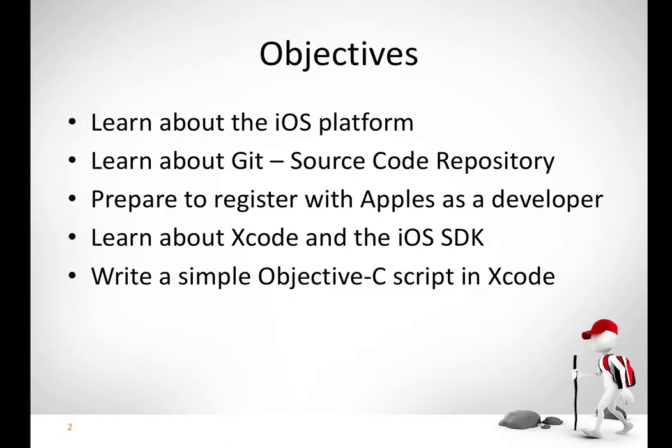All right, so objectives. Learn about the iOS platform. Learn about Git, a source code repository. We're using GitLab in this course. Prepare to register with Apple as a developer. Go through the video that I provided, and that'll be helpful. Learn about Xcode and the iOS SDK. SDK is software development kit. Write a simple Objective-C script in Xcode. So we will have something that you will write.